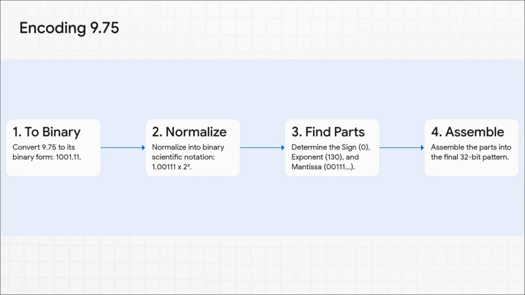Now from that, we can pull out all our pieces. The sign is positive, so that's a 0. The exponent is 3, which gets stored with a special bias. And the mantissa is just that part after the decimal, 00111. Finally, the computer assembles those 3 binary pieces into a single 32-bit pattern. And just like that, 9.75 is in a language the computer gets.